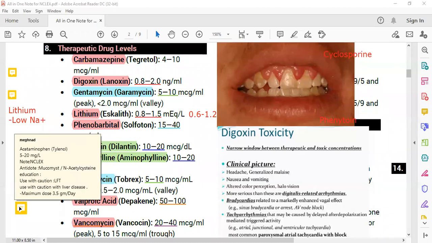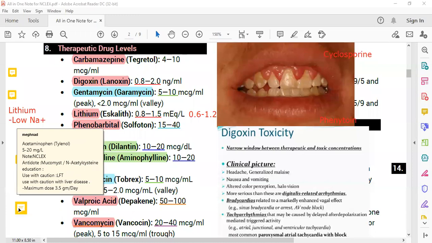Last one here, acetaminophen. We use acetaminophen as a very mild pain medication or antipyretic for fever. We can buy acetaminophen over the counter. The therapeutic drug level is 5 to 20 milligrams per dL. If the patient develops acetaminophen toxicity, we give them an antidote. The most common antidote is Mucomyst, or N-acetylcysteine.